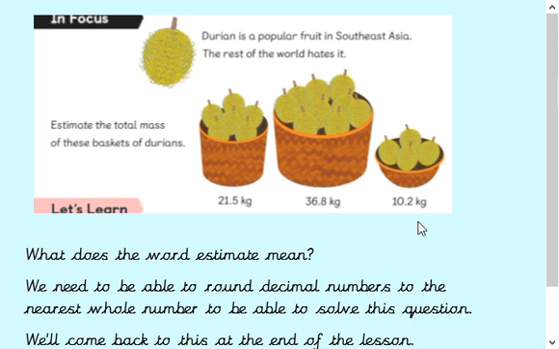Now we've got to make an estimate of all of those added together. That doesn't mean we need to get the answer exactly right. It's about making a rough guess. The word estimate means guess, an educated guess. But we will come back to this at the end of the lesson, because once we've carried out our learning, it will make this a lot easier.